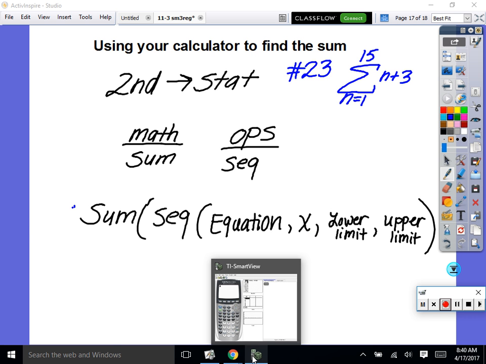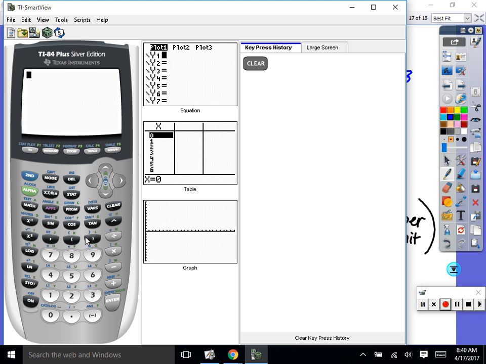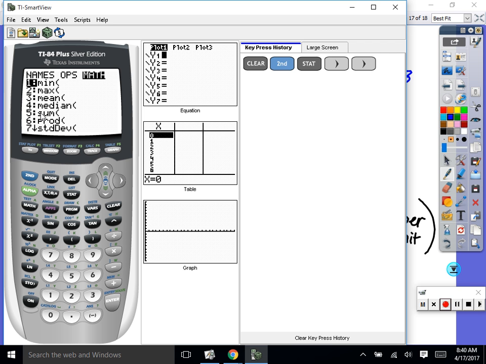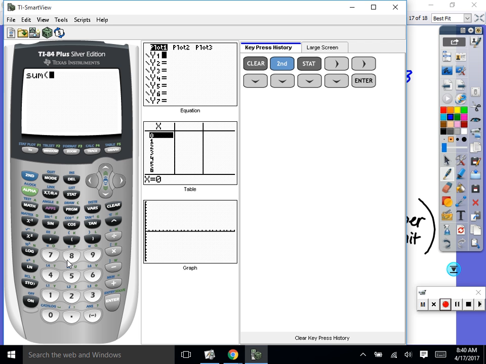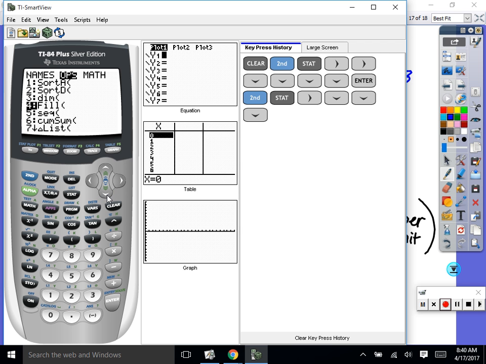So I'll show you how to get to all those buttons now. Go to your calculator. You have to hit the stat key. You have to hit second stat. We're going into the list. Then you're going to go over to math. Now you're going to go down to number 5 where it says find the sum. Now you have to get back into that stat key again. You have to hit second stat. Then go over, instead of over to math, now we're going over to operations. So number 5 is sequence. You see how we're telling our calculator we want to find the sum of a sequence.